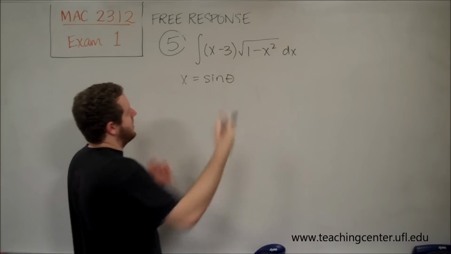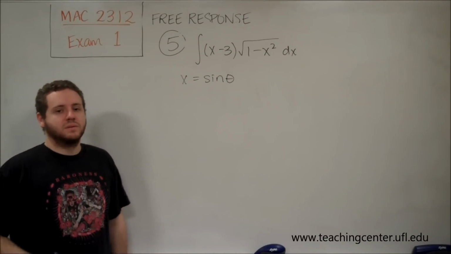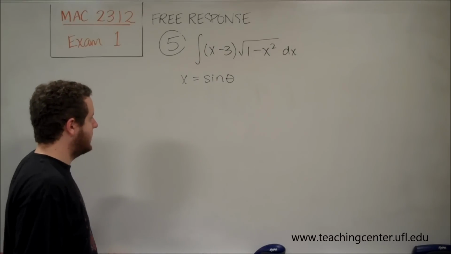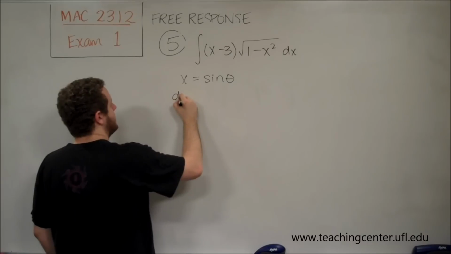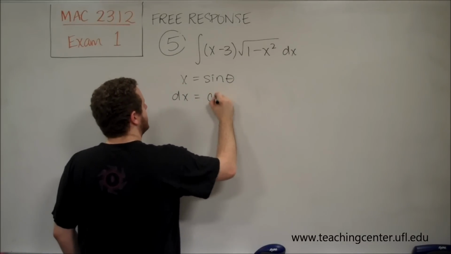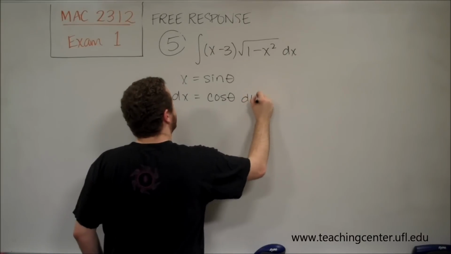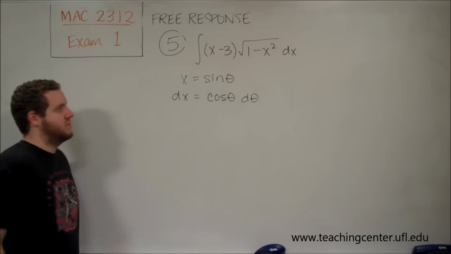So for now, we're not going to worry about this x minus 3. We'll deal with that when the substitution comes. So therefore, our derivative substitution would be cosine theta d theta for dx.